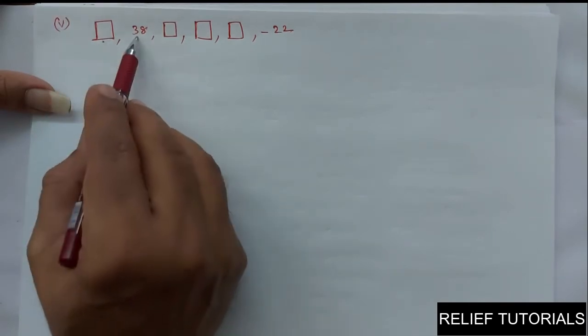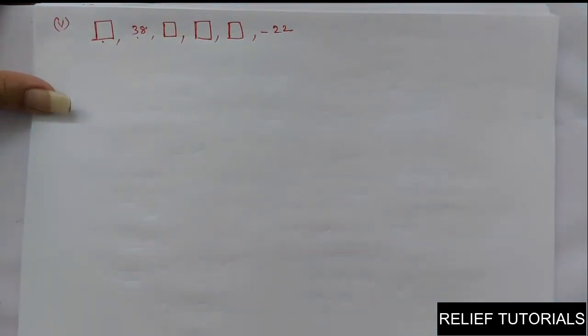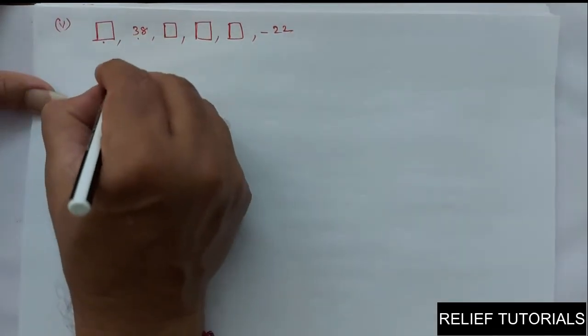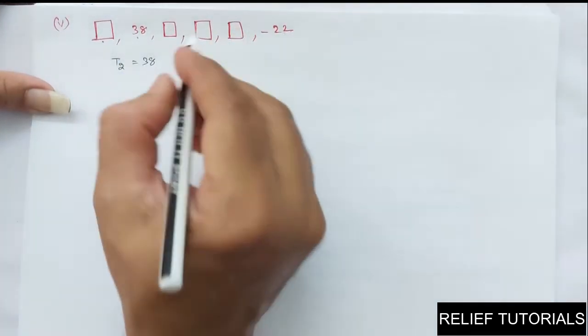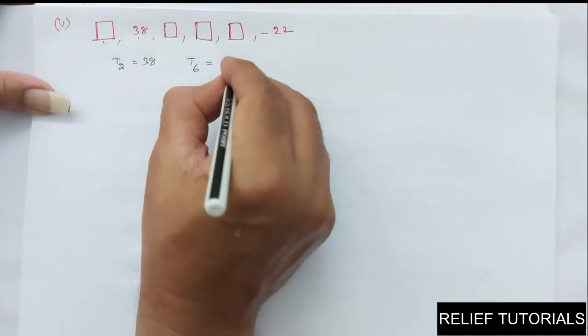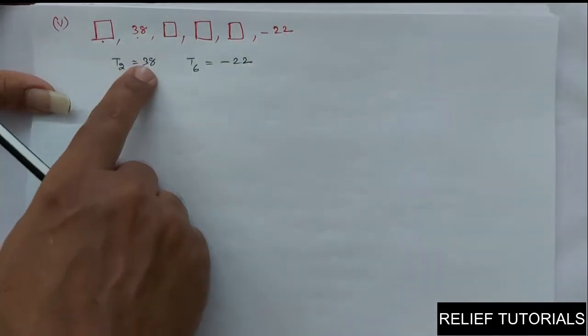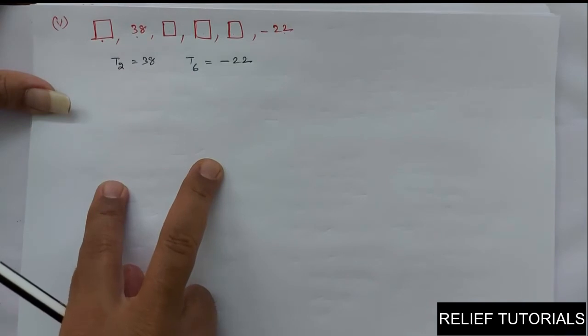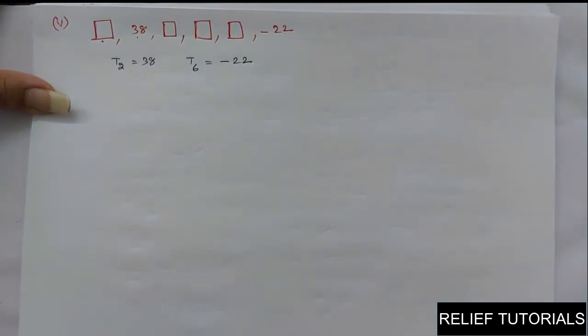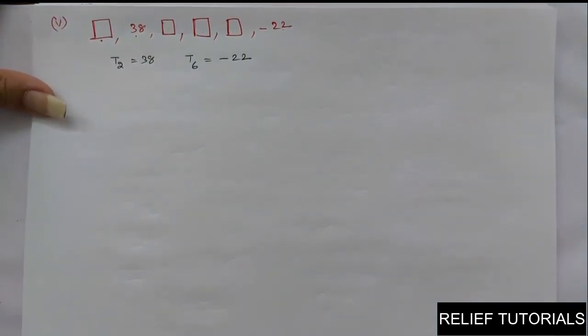So we don't have T1, we have T2. Here T2 is equal to 38, then T3, T4, T5, T6, and T6 is equal to minus 22. So A plus D equals 38, and A plus 5D equals minus 22. You get two equations; solve these two equations by the elimination method and you will get A and D. This is one way. Otherwise, we can use our formula.